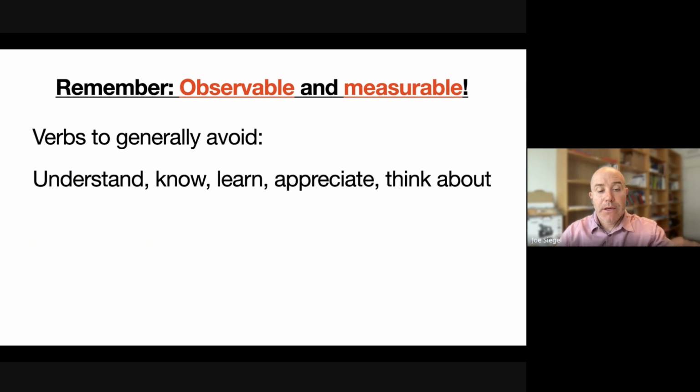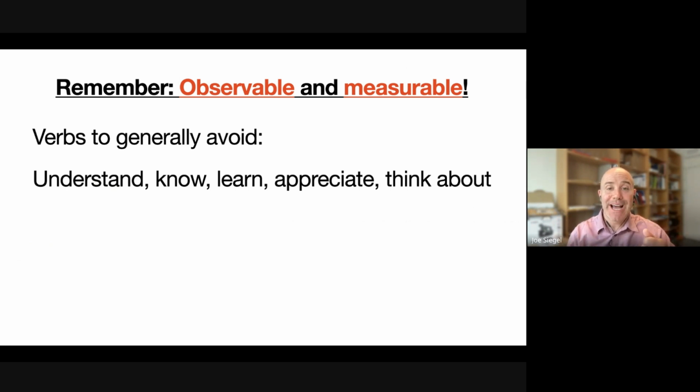When we're picking verbs to use for course objectives, we should make sure that we're picking verbs that are observable and measurable. And there are some verbs that we should generally avoid, something like understand. I want my students should understand this, or my students should know, should learn about, should think about. Those are very vague and not so tangible.